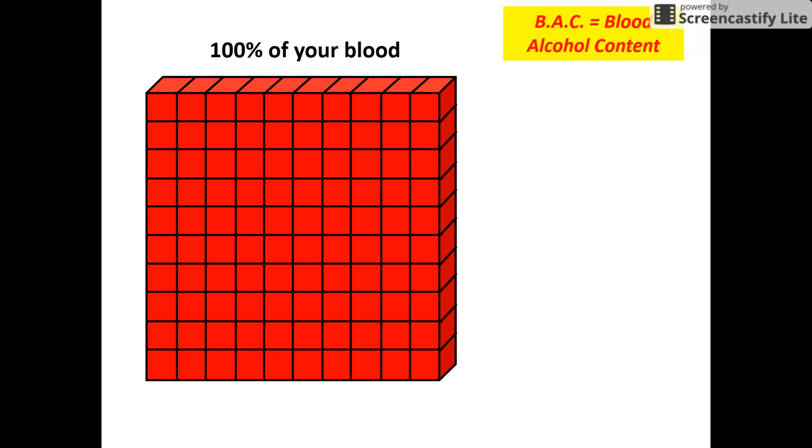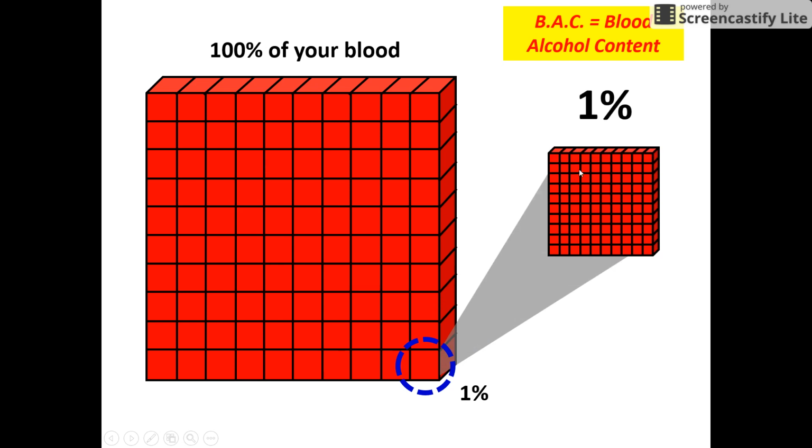So here's a visual to help you imagine what BAC actually means. All these squares, or cubes here, represent 100% of your blood. And if we look at one of these, that would be 1% of your blood, because this is a 10 by 10 grid. So there are 100 cubes. And then if we zoom in on 1% of your blood and we divide that up again into 100 equal parts, one of these tiny little cubes would be 0.01% of your blood, 1/100th of a percent.